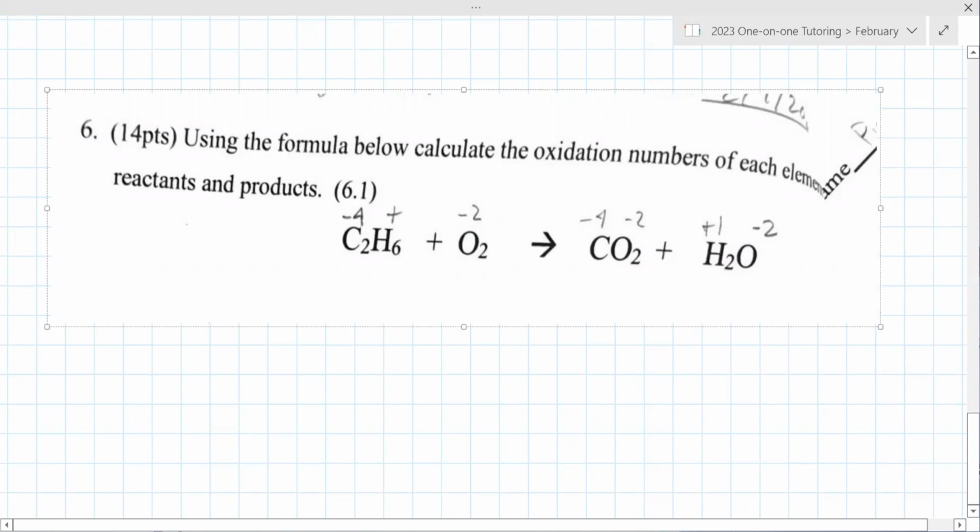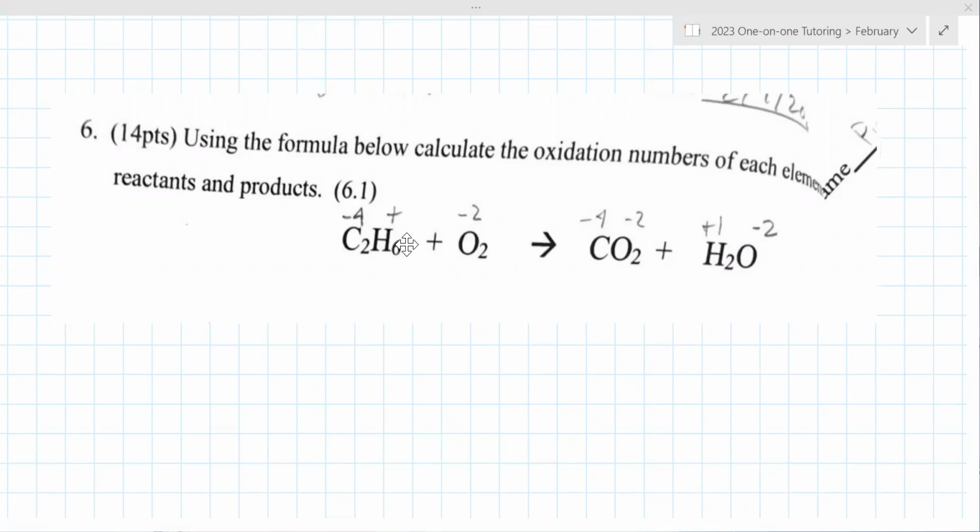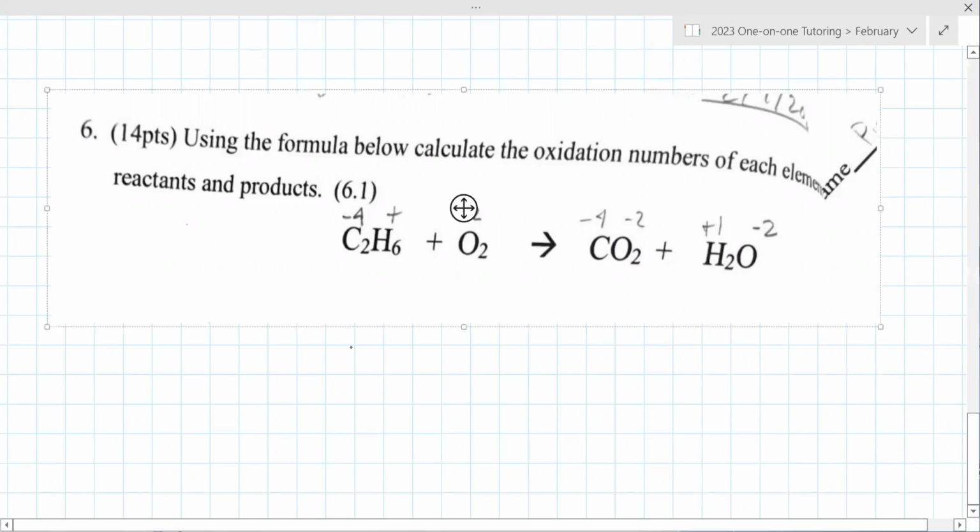Calculate the oxidation numbers of each element of the reactants and the products. Got it. Okay. So you start with the stuff that you do know, like H is plus. Okay. So it's 6+. That means the carbon.